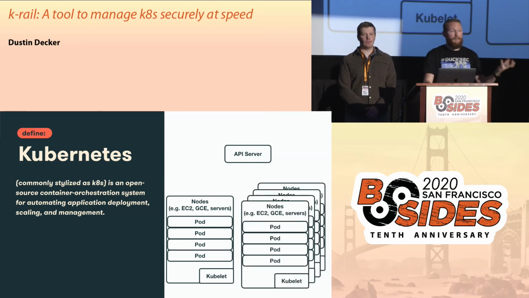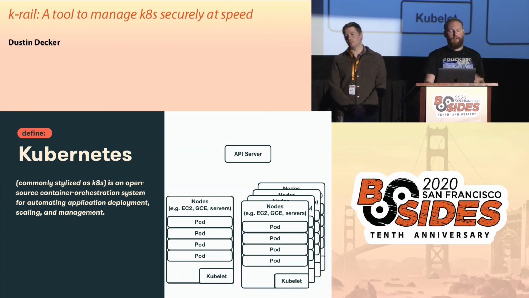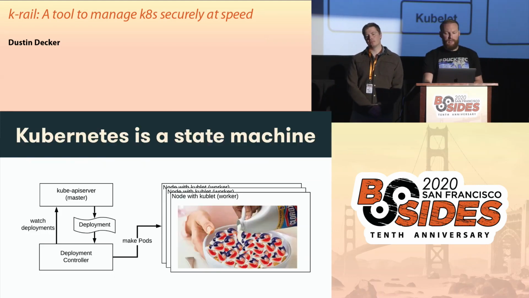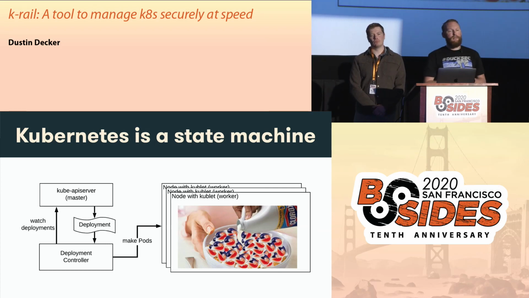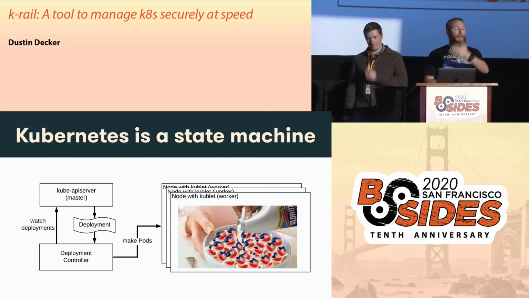So that's it in terms of the nouns that you really need to know. What are the verbs? What does it actually do? Well, you can think of Kubernetes as a state machine. One critical thing to understand here is that it takes an ideal state and then realizes it using a resource-specific controller. In this case here, we're showing a simplified deployment controller that takes a request and then makes some pods.